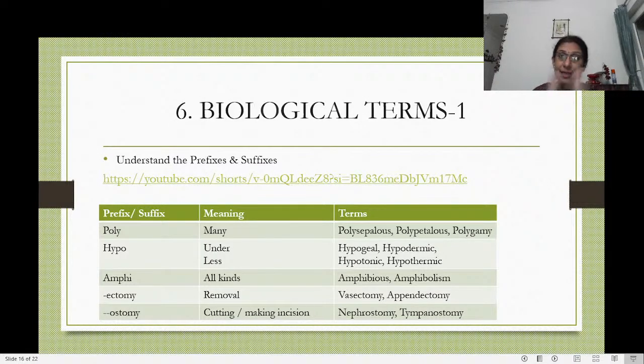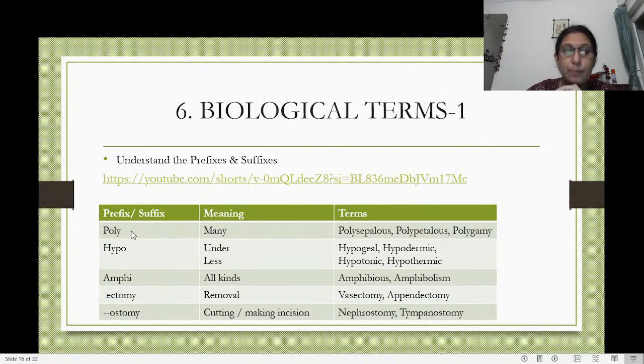The next one. This is one of the major reasons why students avoid biology, because they find it difficult to remember biological terms. But trust me, it's all about understanding. Most biological terms have a prefix or a suffix, and these prefixes and suffixes have meanings. So wherever they apply, the meaning also applies.